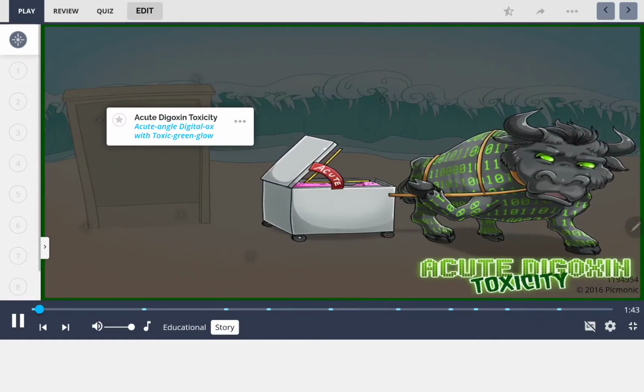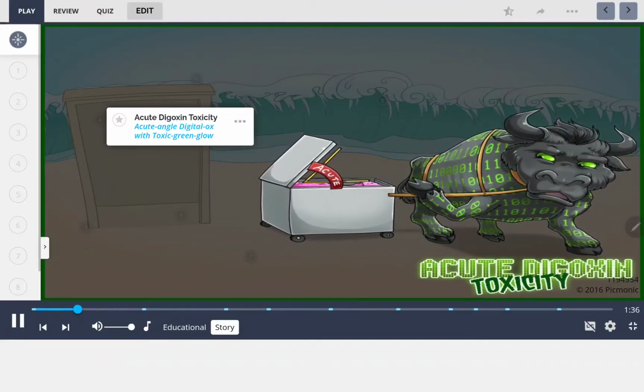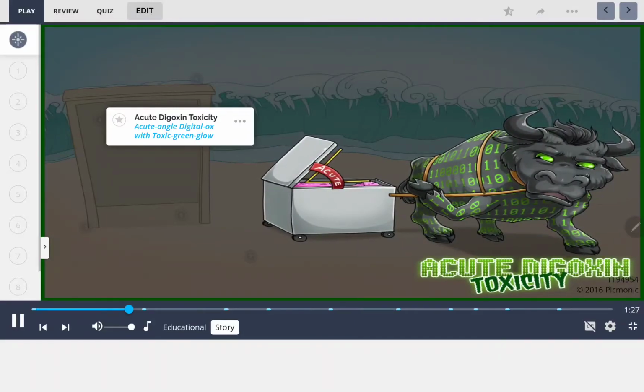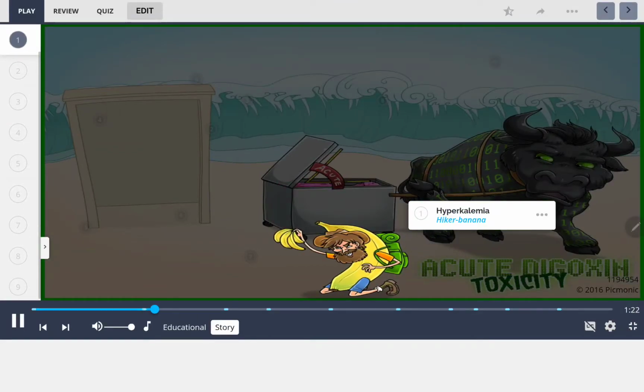On hot summer days, the digital ox sells ice cream along the sandy beach. All the beachgoers know he's open for business when he pops open the lid to his ice cream cart to an acute angle. But today, something's wrong. Today, the digital ox's ice cream had become toxic. Bananas were the culprit. Too many bananas. See, the hiker banana pumped an overload of the stuff into the ice cream, turning the ox's treat from potassi yum to potassi yuck.